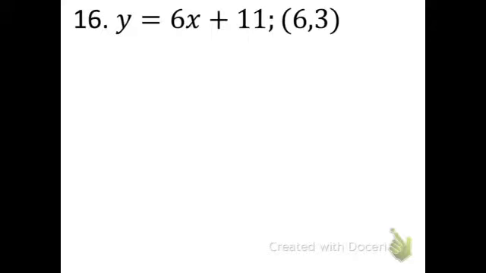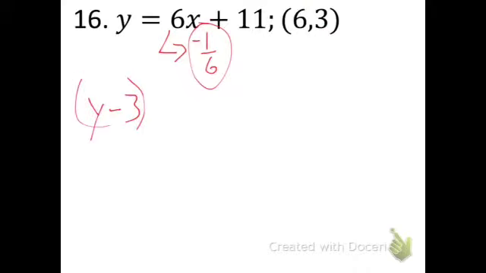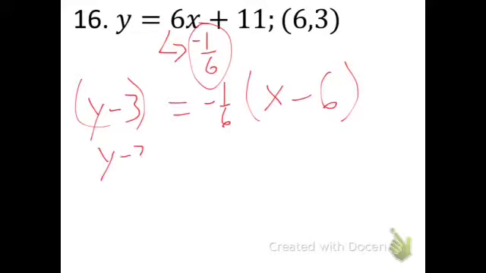Moving on to 16. This one's already solved for y. So that's the start slope. I need to flip it upside down and change the sign. So I'm going to get negative 1/6 for my slope. Here's my point. So I'm going to do y minus that 3 from the point there equals negative 1/6, the slope, times x minus 6, which comes from there. Let's say we got y minus 3.